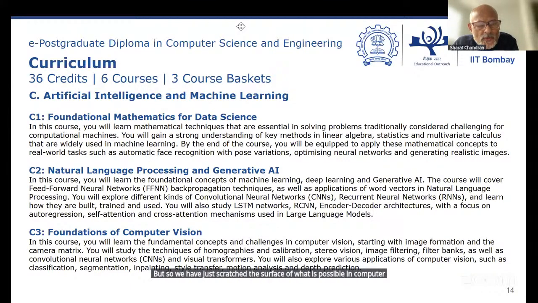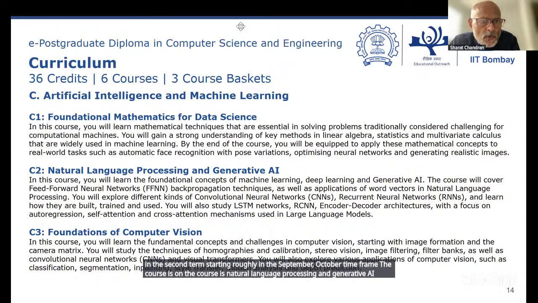The course on foundations of computer vision is intended to give you the basic understanding, the foundations of various elements which we can cascade and put together and help us solve problems for the future. Now, coming to C2, which is offered in the second term, starting roughly in the September-October timeframe. The course is on natural language processing and generative AI.